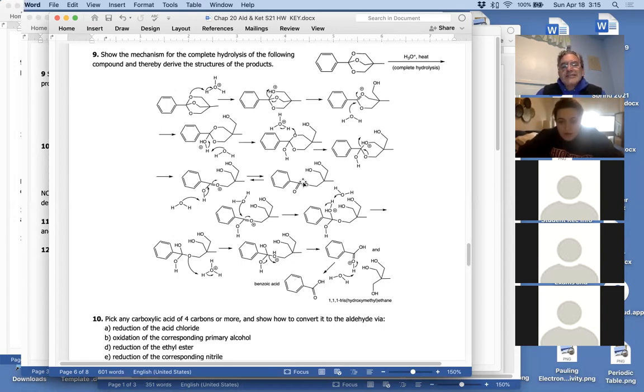So here's the ester, and by rights, maybe I should stop there. But hey, protonate and add water. The pattern continues. Protonate the carbonyl of the ester in the middle here. And now it's going to look a lot like what you've already done.